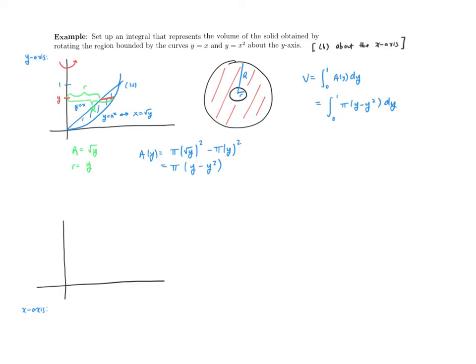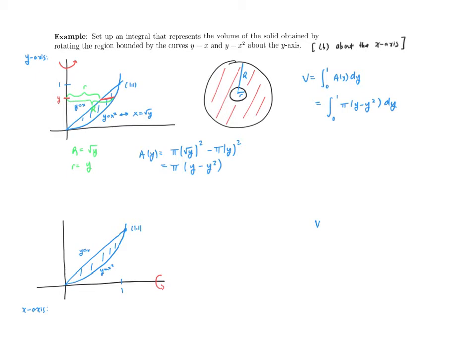Let's now think about what would change if we were to rotate this region about the x-axis. So to begin, let's just sketch our region. We have y equals x and y equals x squared. Note the point of intersection is (1, 1). So our x values are varying between 0 and 1. And we take the region and rotate it around the x-axis to form a solid of revolution.